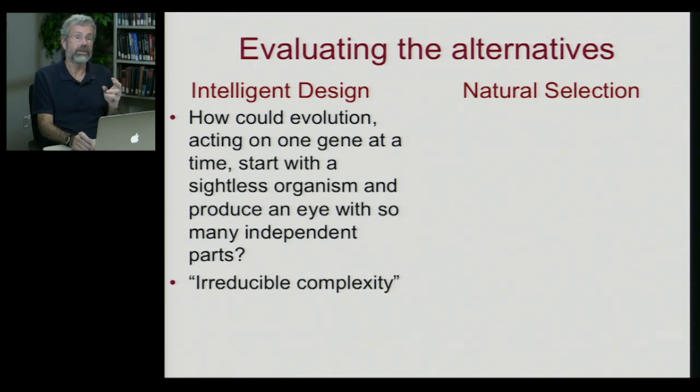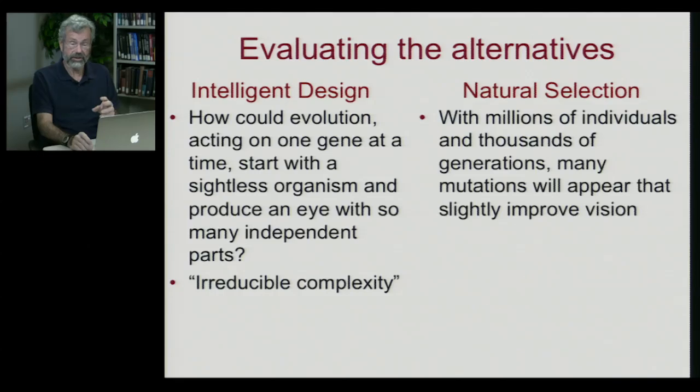They will keep using this term irreducible complexity. This feature, this physical characteristic is so complicated. It's so much greater than the sum of its parts. You couldn't have got there through intermediate steps. It was all or nothing.